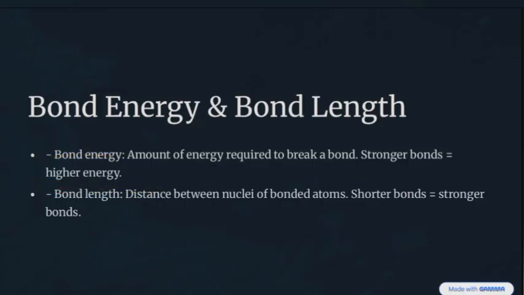Bond length is dependent on several factors, but we'll talk about it shortly. Bond length is the distance between the center of one atom that is bonding and the center of the other atom that is bonding.